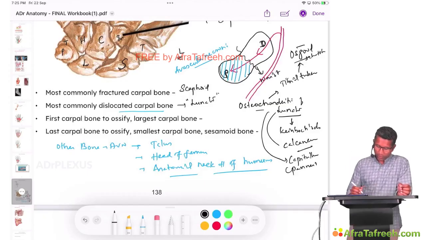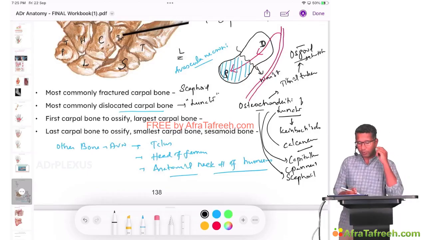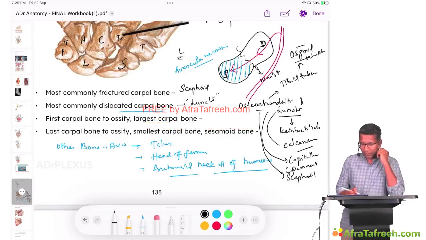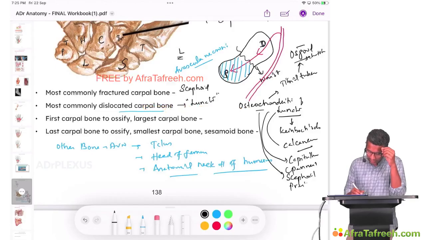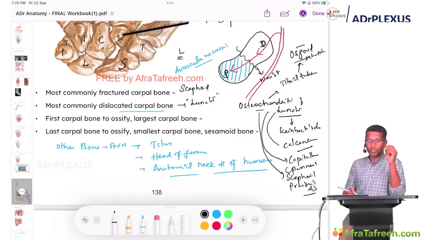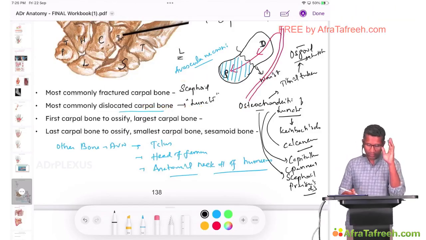Dolphin John. What is the osteochondritis of scaphoid called? Anybody? Okay, so who is the winner? Yes, it is called Preiser's disease. Osteochondritis of scaphoid is called Preiser's disease, guys.